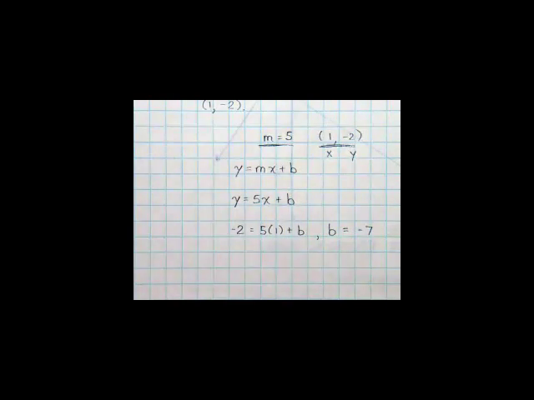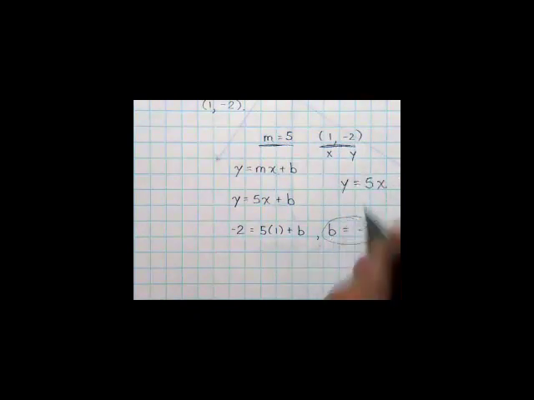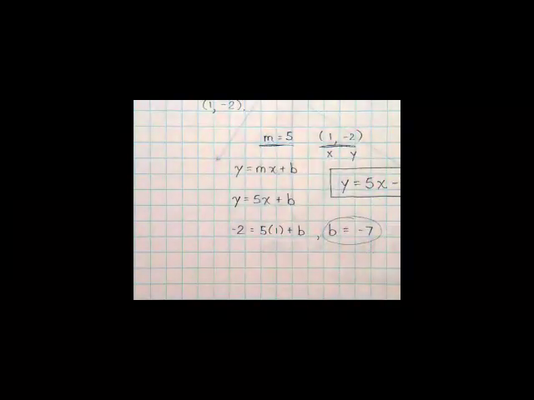All right, so now I do have the b that I need. So now I've got y equals 5x, that's with the m in there, and then with the b, minus 7. Boom, done, got it. There's that equation. Like I said, you algebra people would probably be a little happier today. This is the kind of algebra stuff we're doing here.